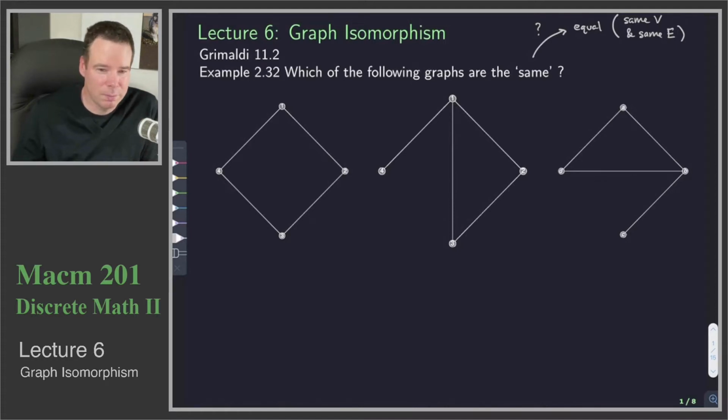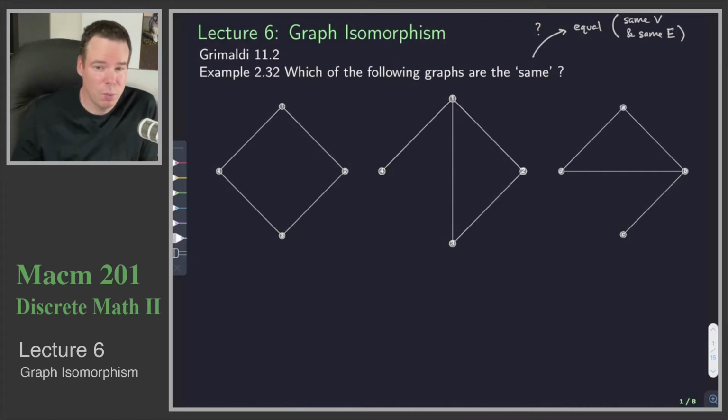Do we want the same in this context to really mean equal? If we did, then unfortunately the second and the third graph would not be the same, because if you look closely, there are vertex labels there. The middle graph has vertex labels 1, 2, 3, 4, whereas the one on the right has vertex labels A, B, C, and D. Their vertex sets are different, therefore they wouldn't be equal. But they do have the same shape.